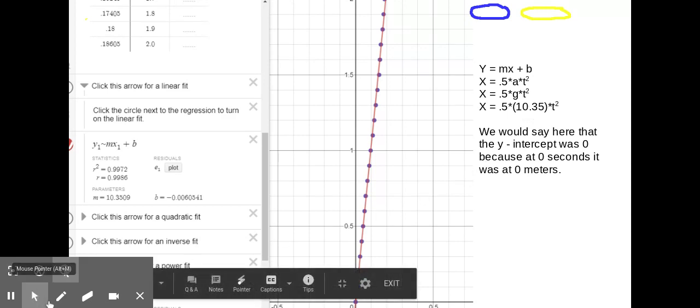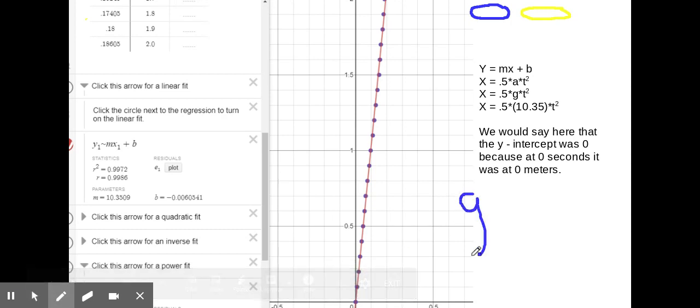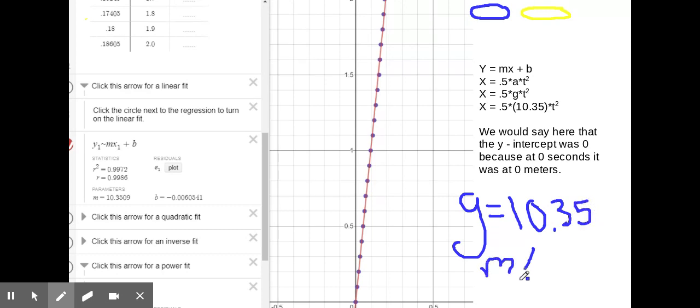So here we would be able to make the statement from our data, or from this kid's data, that gravity is 10.35 meters per second per second. Okay, and it's not perfect. That is absolutely okay. When you collect data, it is not going to be perfect.